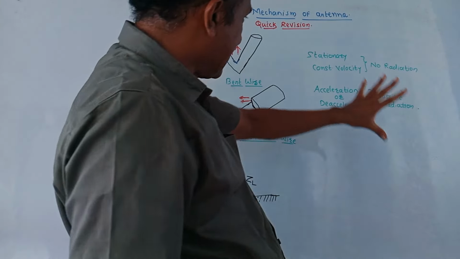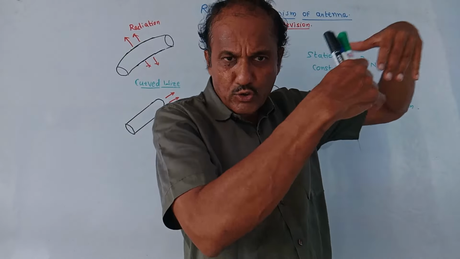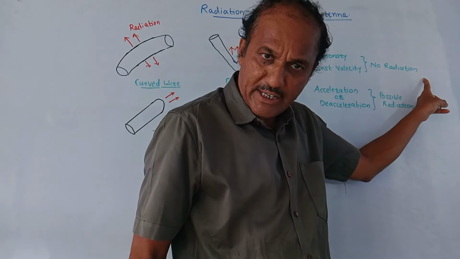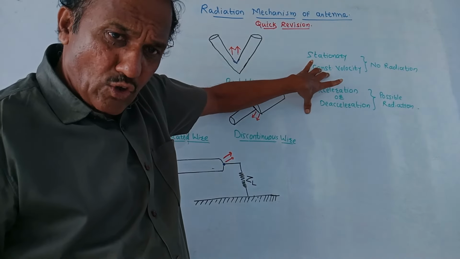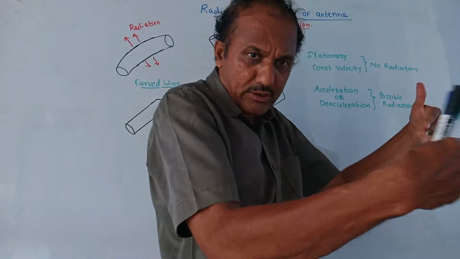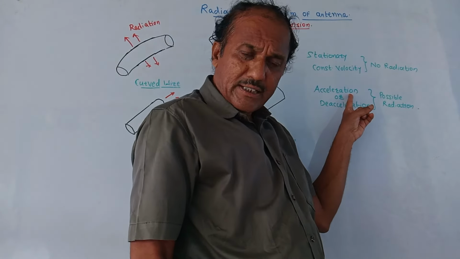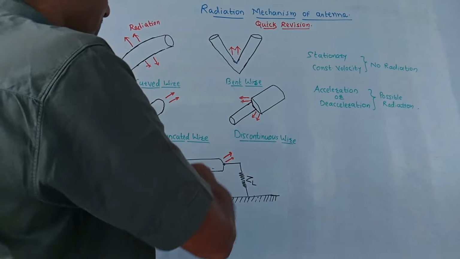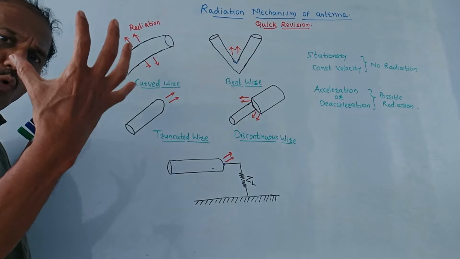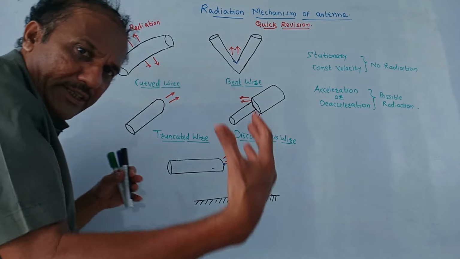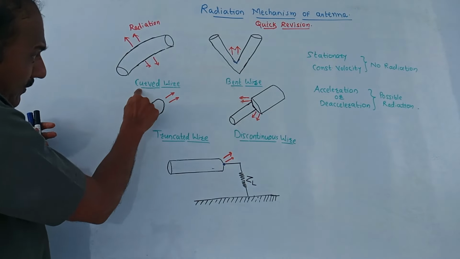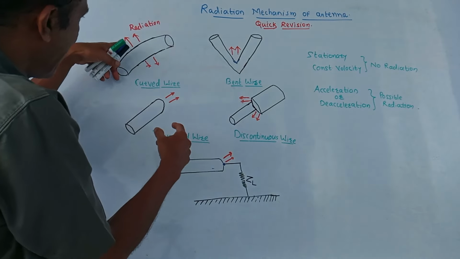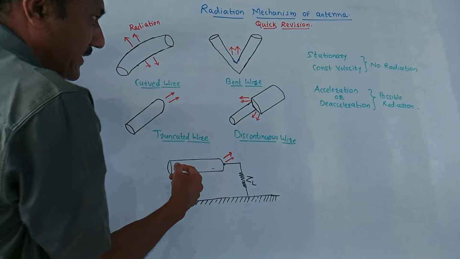Do remember certain basic things. If the electron which is flowing through the wire is stationary or moving with constant velocity, then there will not be any radiation. But if electrons which are moving through the wire produce certain acceleration or deceleration, then radiation is possible. So these are the diagrams which show how to generate radiation from a single wire. If it is a curved wire, then at this bend where the curved portion is there, radiation is possible. So I have shown radiation from both the ends.